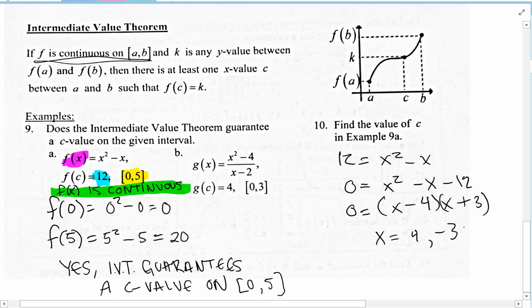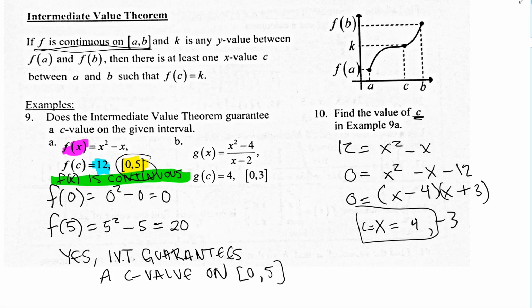But they gave us a specific interval from 0 to 5. So which x value do they want? x equals 4. Or they said to find the c value. The c value is when x equals 4. c is equal to 4.